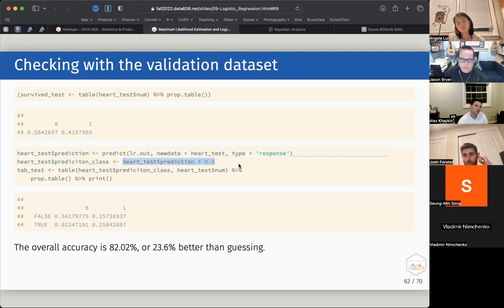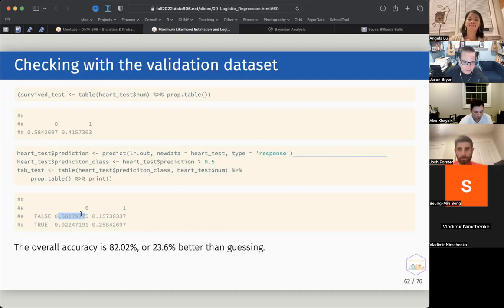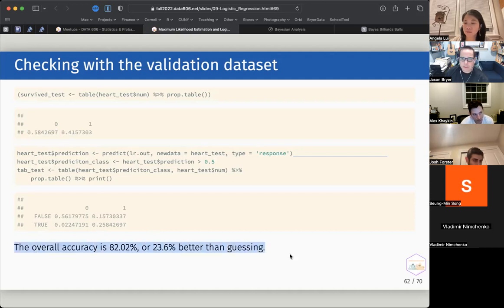Of course, I have to split it because this is going to give me a predicted probability, so I need to say yes or no. I'm going to make my cut point at 0.5, and then I'm just going to create a contingency table. Here I had 56% predicted no heart disease and they didn't, and 25.8% predicted heart disease and they did. So 82% is the accuracy of my model, which in this case is 23.6% better than guessing in the test set. And when you're doing predictive modeling, this is what you actually report, the outcome from your test set.